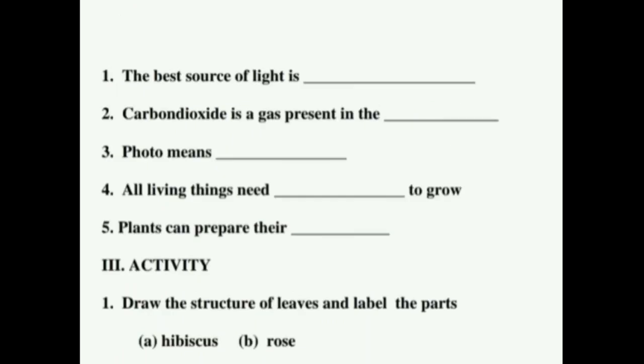For fill-up, 1. The best source of light is dash. Answer, sun. 2. Carbon dioxide is a gas present in the dash. Answer, atmosphere. 3. Photo means dash. Answer, light. 4. All living things need dash to grow. Answer, food. 5. Plants can prepare their dash. Answer, own food.